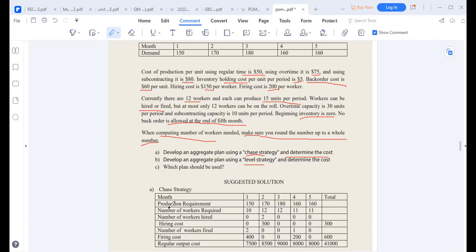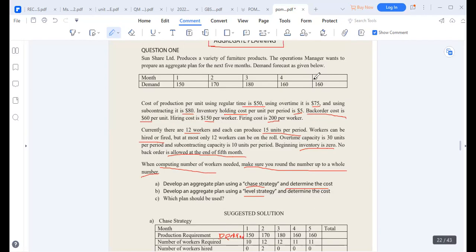So here we have the chase strategy, months 1, 2, 3, 4, 5. The production is according to the production requirement, which is the same as demand. We have the 150 units. Now we know for sure that these are the demand units. So we need to know what we opened with. We opened with 0. And again, we are told that each worker is able to produce 15 units. So we can find the number of workers using this information.